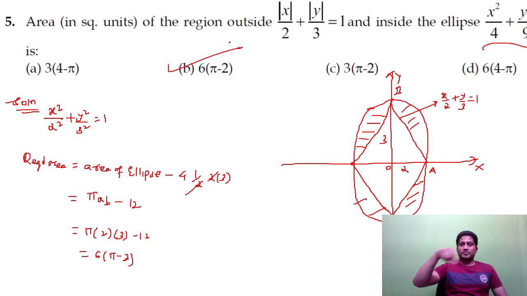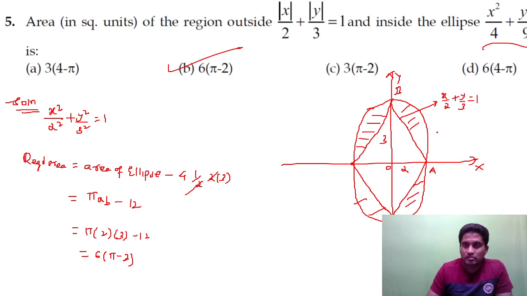You take the full ellipse, cut that rhombus out, that is half base into height, multiplied by 4, and you get the shaded part. It's mentioned in the question, inside the ellipse, outside that line. So obviously this part only. This is the first part of that question, guys.